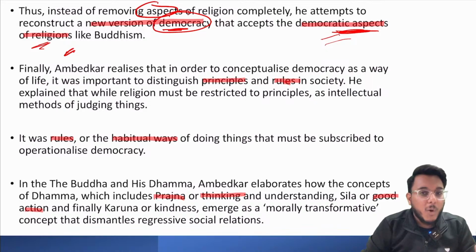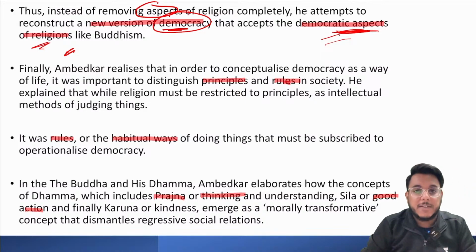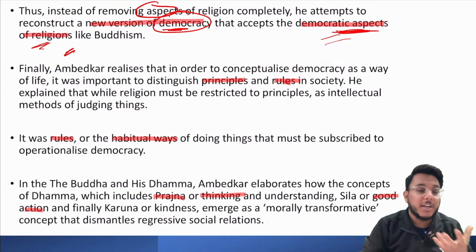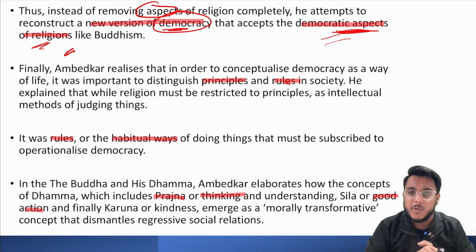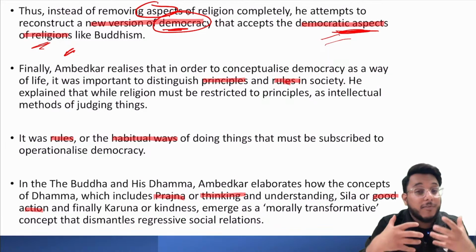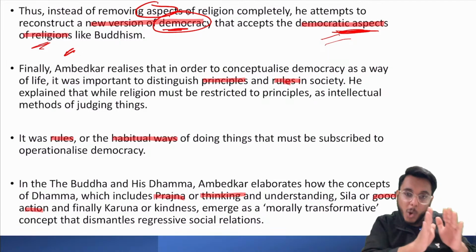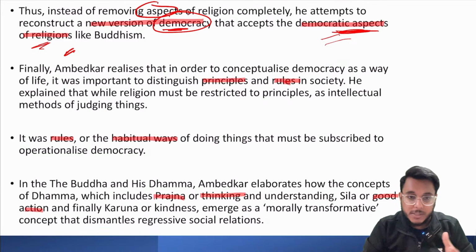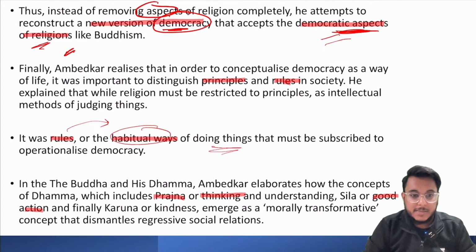After that, Buddhism also provides this particular thing that there is a difference between the principles and the rules. Now, religion must be restricted to certain principles. When we talk about principles, for example, non-violence is a principle. Non-accumulation of a lot of material entities is a principle. So religion can provide certain principles on which the democracy can be based, but out of religion we cannot take direct rules. Now when we talk about rules, it simply means the habitual way of doing certain things. Is it clear or not?